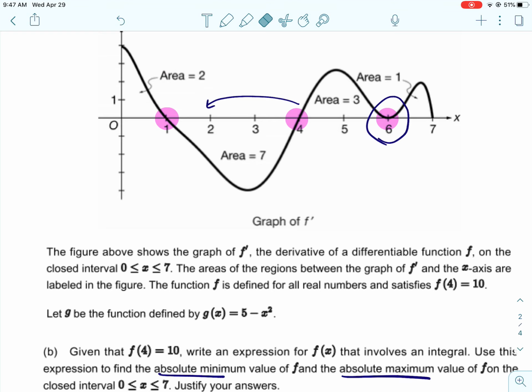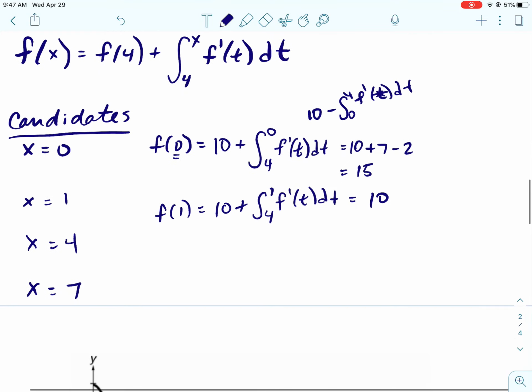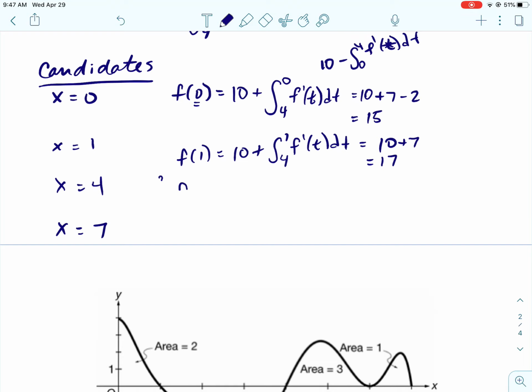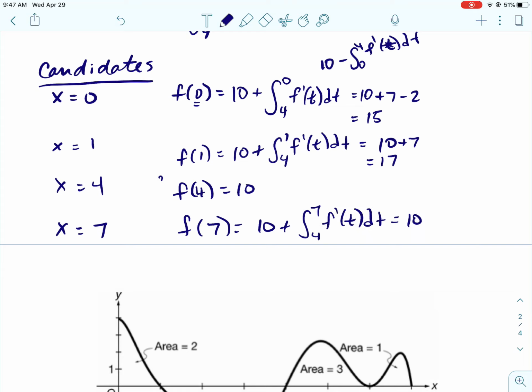Okay, and then we'll do f of 1, so same thing. We're going from 4 to 1 of f prime of t dt. All right, so I know that's 10. All right, and then same situation. We're still going backwards from 4. So we would do the opposite of the negative 7, which would be plus 7. So that's 17.